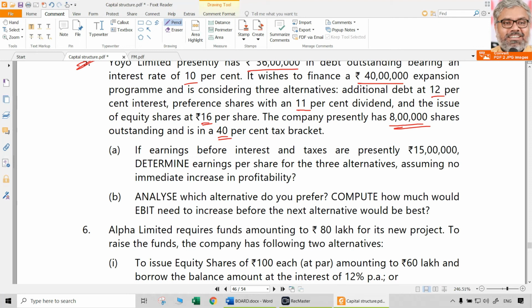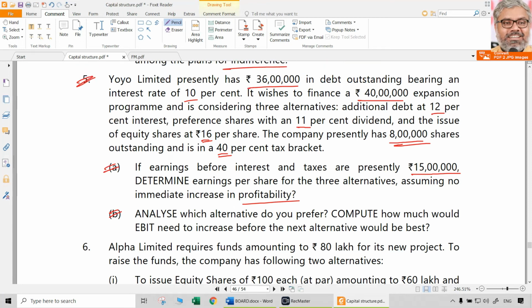First point. If earnings before interest and taxes are presently 15 lakhs, determine earnings per share for the 3 alternatives, assuming no immediate increase in profitability, which means the same profitability will be continued. Then also asked, analyze which alternative you prefer, and compute how much EBIT would need to increase before the next alternative would be best. Well, that will be calculated later.